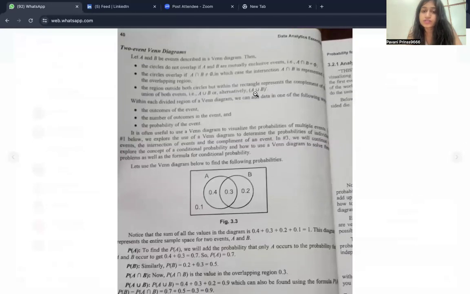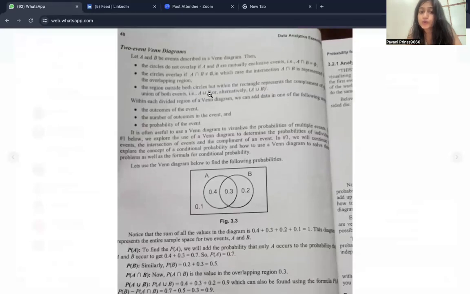Now, this is called A union B. What do you call it? A union B. That means all the events are happening over here. What about the empty region? That is nothing but A union B complement. The empty region, the outside part of whatever events are happening, you call it A union B complement.